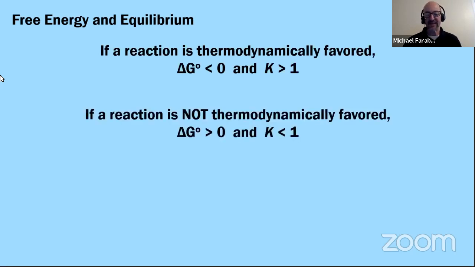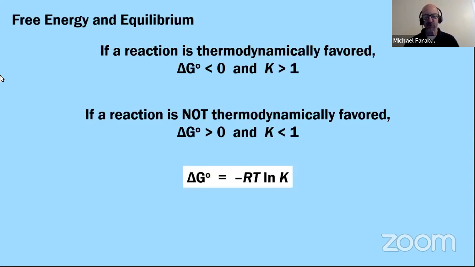So if the delta G is negative, then we are favoring the products and K is greater than 1. If delta G is positive, we are favoring the reactants and K is less than 1. And there is an equation on your equation sheet that looks like this.